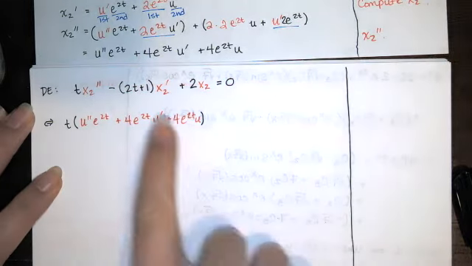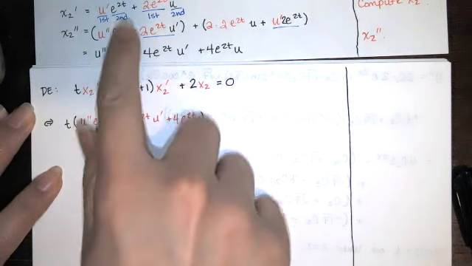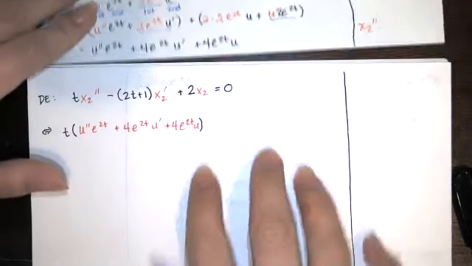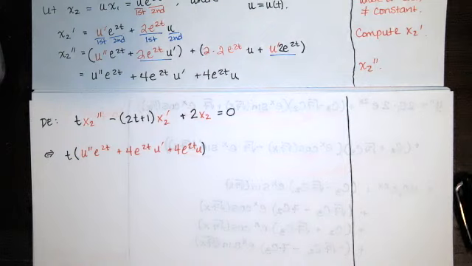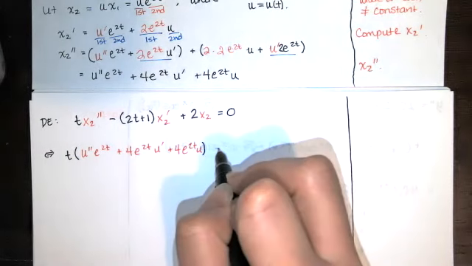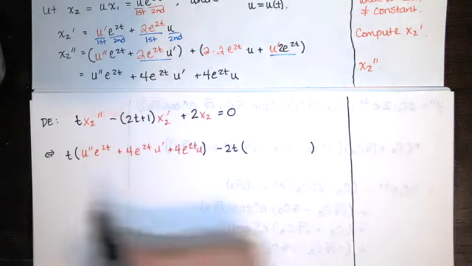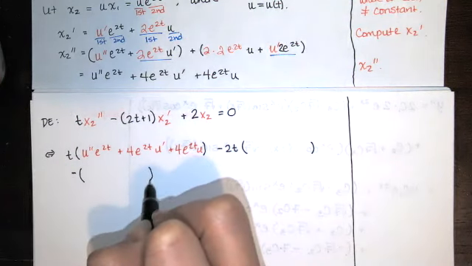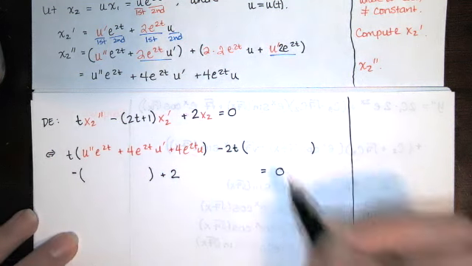And then we're subtracting 2t plus 1 times x sub 2 prime. Since x sub 2 prime has 2 terms, I think I'm going to distribute first. So this will be negative 2t times x sub 2 prime minus 1 times x sub 2 prime. We're going to add 2 times x sub 2 and set that equal to 0.